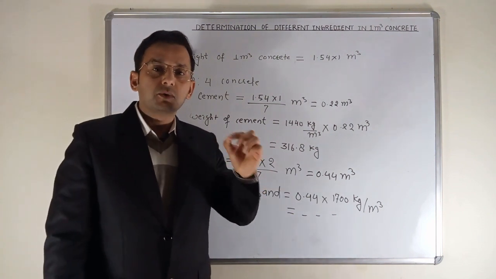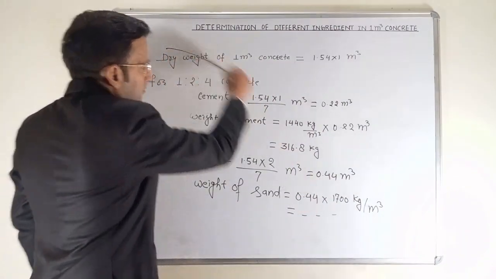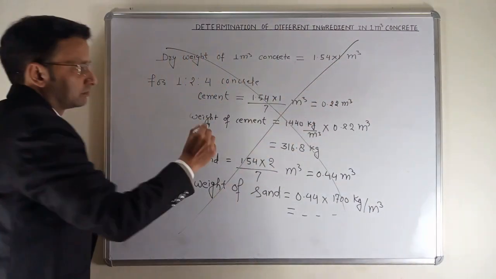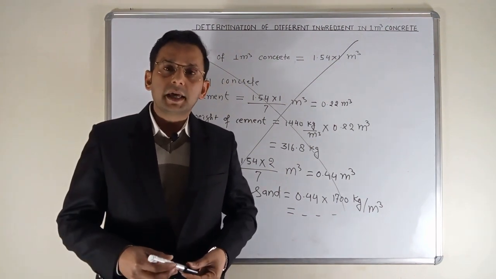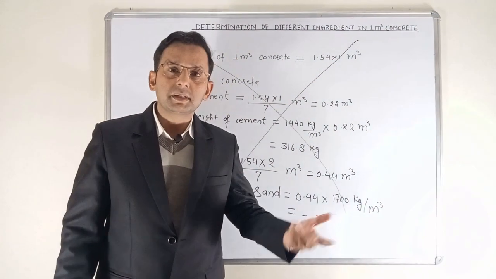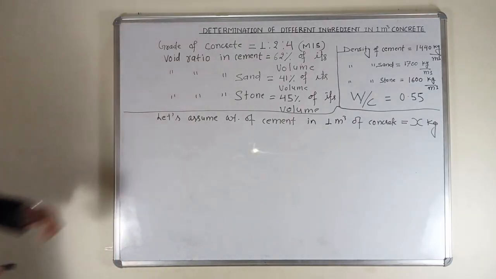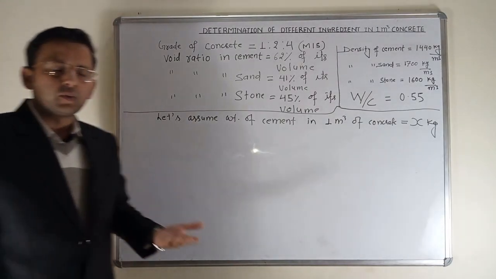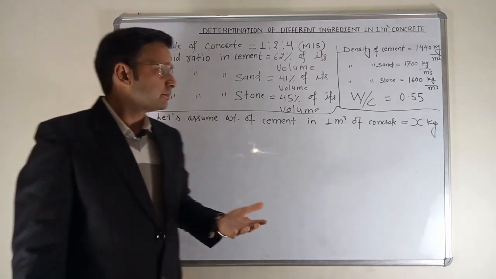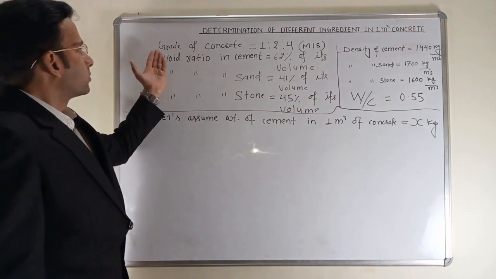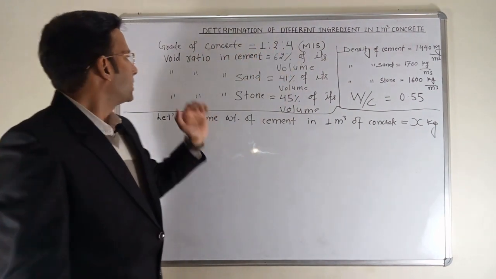It is absolutely wrong. It is conceptually wrong. So what is the right way? How to calculate the exact amount of cement, sand and coarse aggregate? I will explain you one by one. To explain these concepts, let's take an example. Grade of concrete is 1:2:4, means M15.